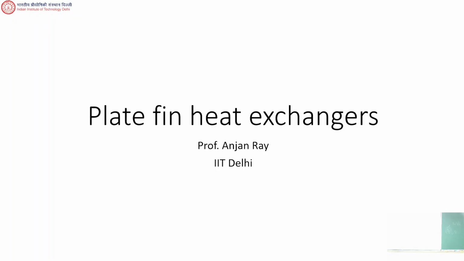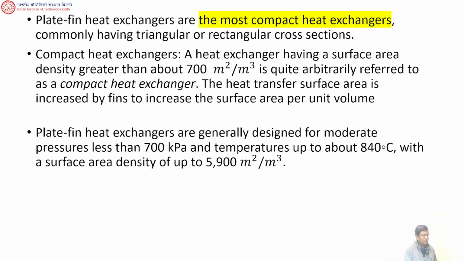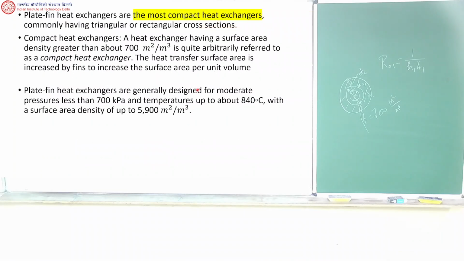So these are more compact heat exchangers. These are the most compact heat exchangers. So as I said, a surface area density of more than 700 meters squared per meter cubed. This has a name. We call it beta. So more than 700 is compact heat exchangers, and the surface area is often increased with the help of fins.